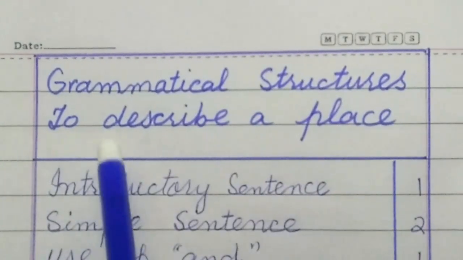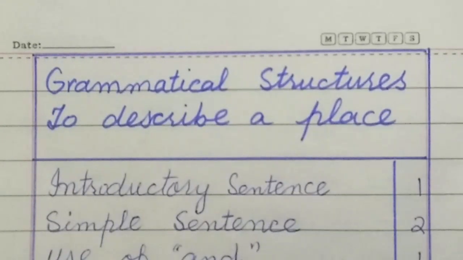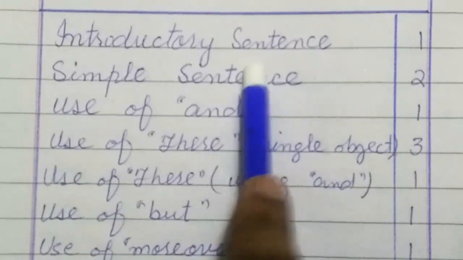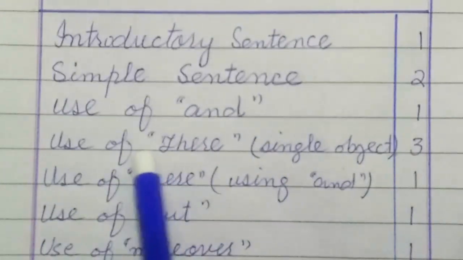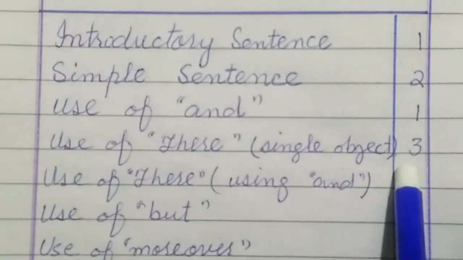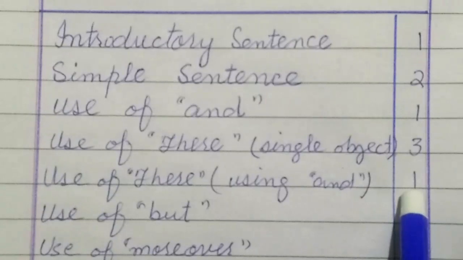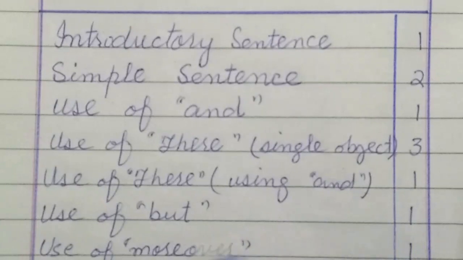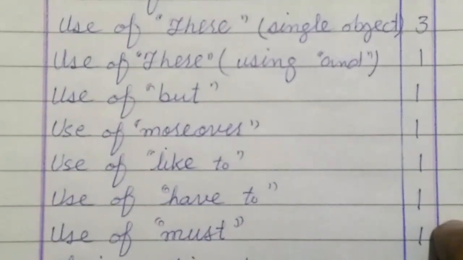Dear students, these are the grammatical structures to describe a place. Number one: one introductory sentence. Two simple sentences. One sentence using and. Three sentences using there with a single object. One sentence using there with and. One sentence using but. One sentence using moreover.